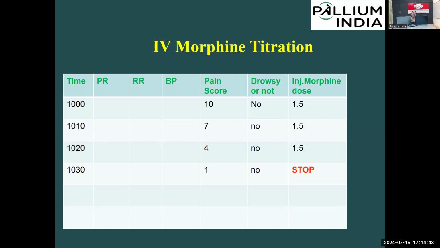After that, we start with the morphine titration. Record the vitals, including the pain score, and see if the patient is drowsy, and then start with the titration process. 1.5 milligram of IV morphine is given every 10 minutes. The endpoint of the titration would be either the pain score comes down and the patient has satisfactory pain relief, or the patient becomes drowsy. Whichever happens first would be the endpoint of the titration.